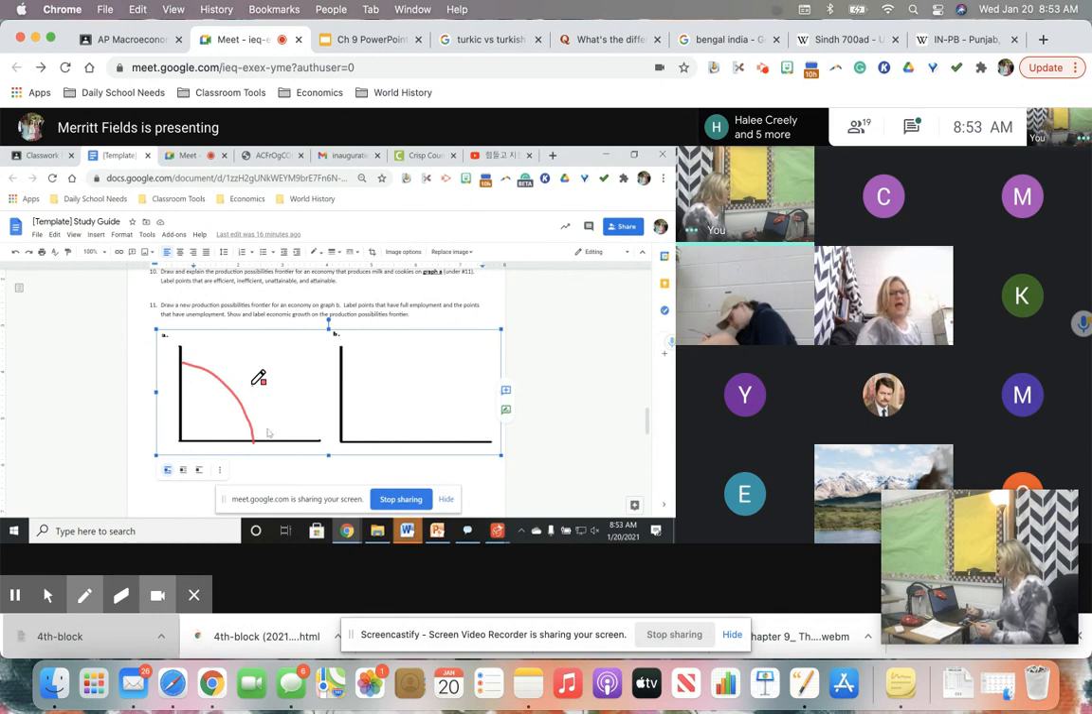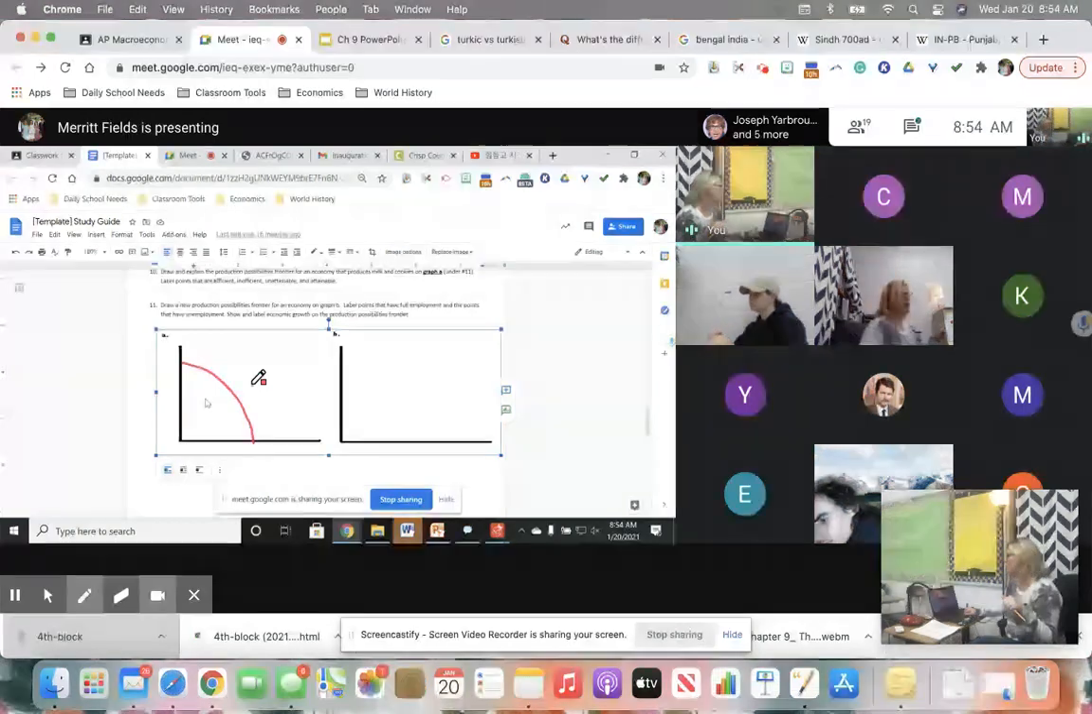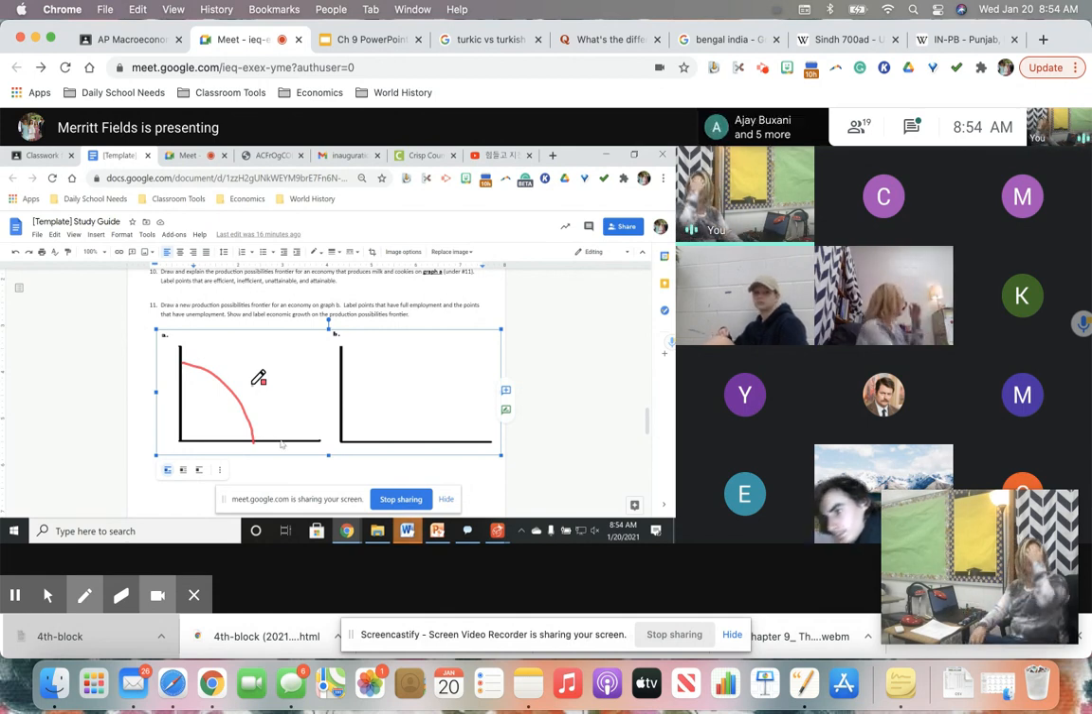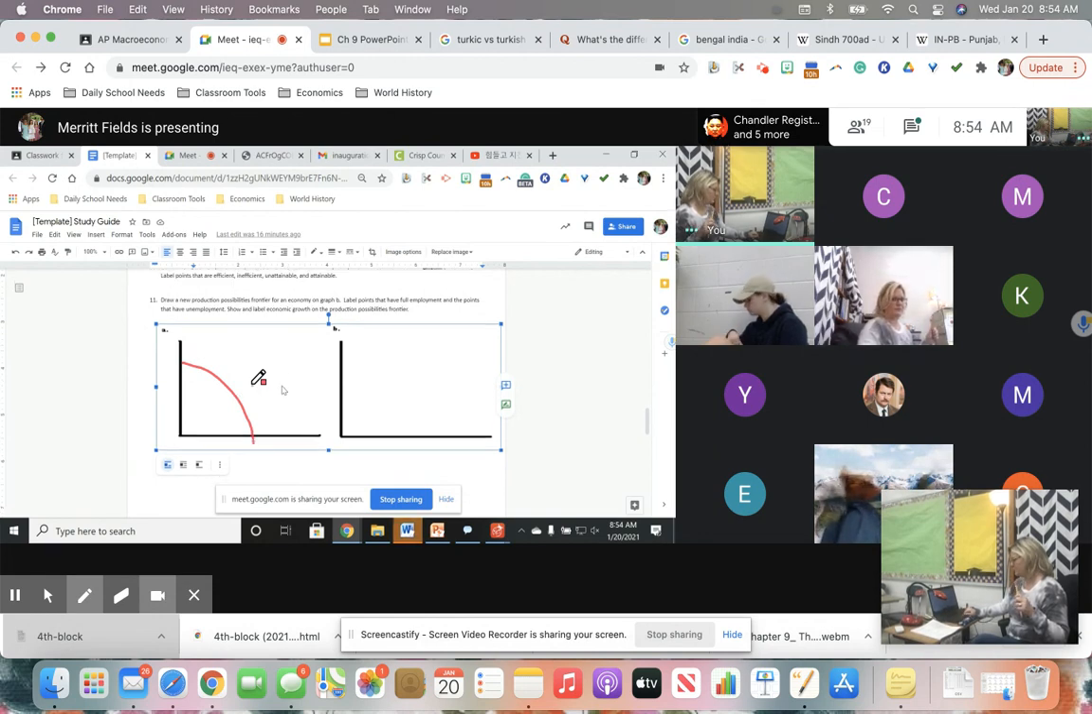All right. And anything inside of your curve is going to be inefficient. So you're wasting resources if you're inside of the curve. If you're on the curve, it's efficient. And if it's outside of the curve, it's impossible because you don't have enough resources to create outside of your production possibilities curve. And if you go back and look at the very first notes that we did where we did guns and butter, that's what that's from.